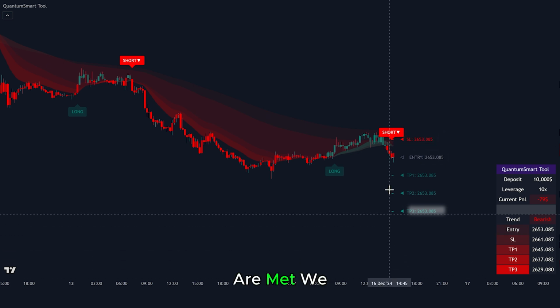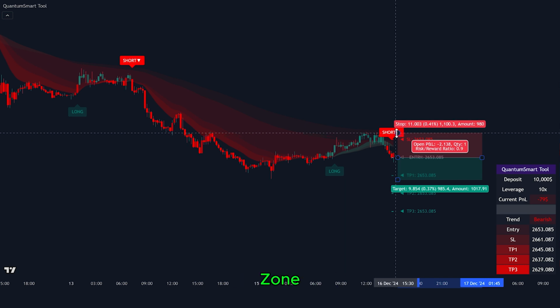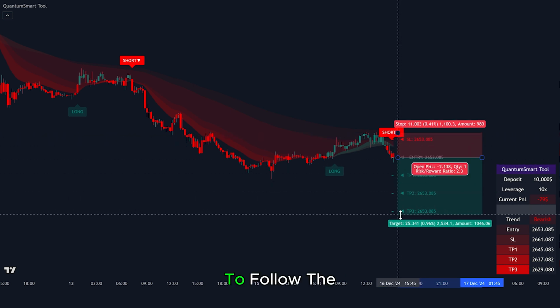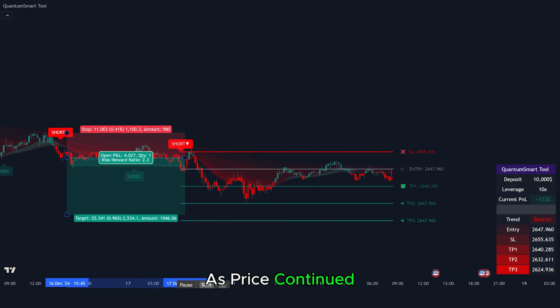Once all rules are met, we enter a short trade. We place our stop loss just above the marked zone. We then aim for take profit 3 to follow the bearish momentum. This trade would have ended in profit as price continued to drop.